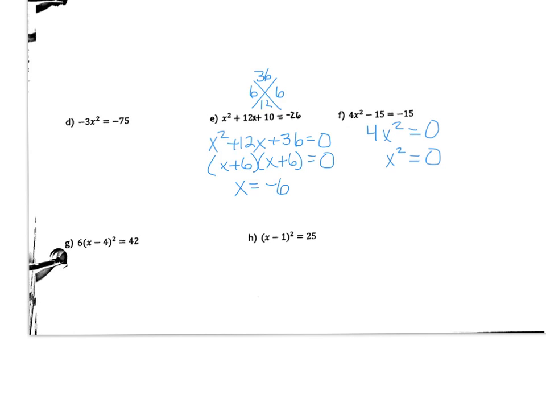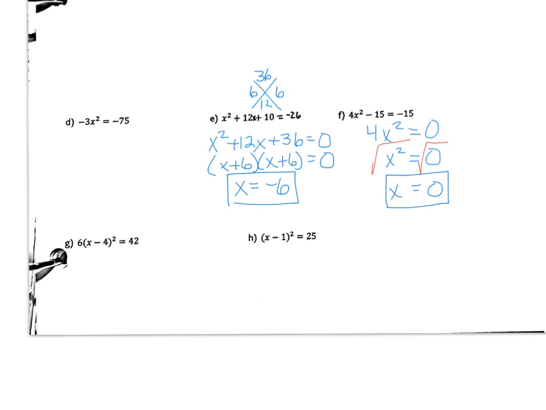Okay, I've isolated the x squared, so I take the square root of both sides, and the square root of x squared is x, and the square root of 0 is 0. So that just gives you one solution. So here I had one solution. So sometimes you get one answer, one solution. Sometimes you get two solutions. Sometimes you get no solution.